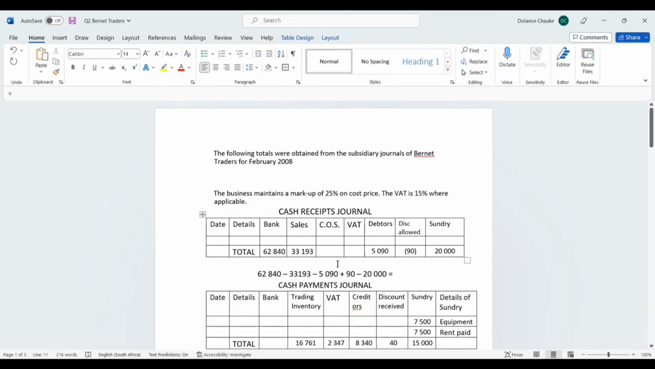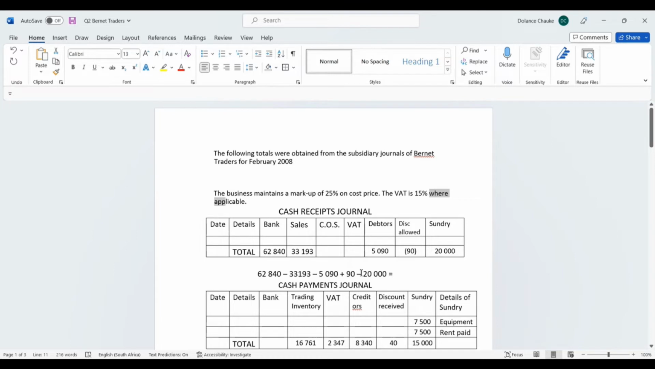But we don't have VAT and we don't have cost of sales. I did not count cost of sales to calculate the total bank because it's already in the sales. Remember, sales is equal to cost of sales plus the profit. If we add cost of sales, we will be adding it twice here. So I hope that one is clear. Don't utilize cost of sales in the cash receipt journal when you are posting to the ledger. But we will calculate cost of sales utilizing the markup that is given there, right?